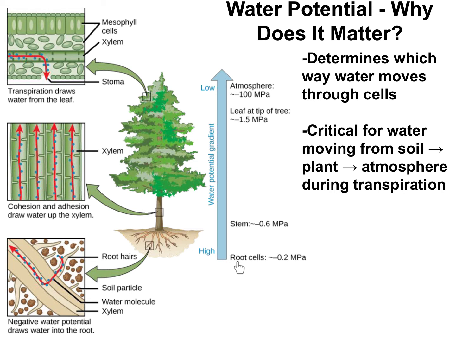So the water potential in root cells is negative 0.2, and then moving to the stem, the water potential decreases to negative 0.6, then decreases more to negative 1.5 in the leaves, and then finally negative 100 in the atmosphere. And so with water moving from high water potential to low water potential, water will naturally move from the roots to the stems to the leaves to the atmosphere, and transpiration can happen.